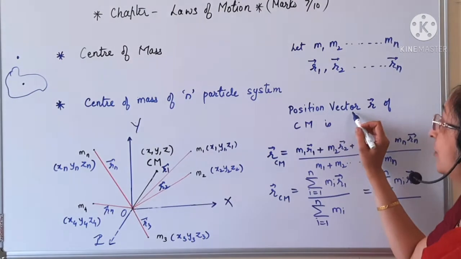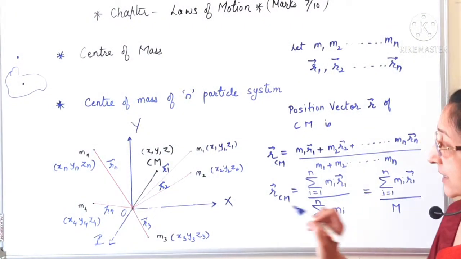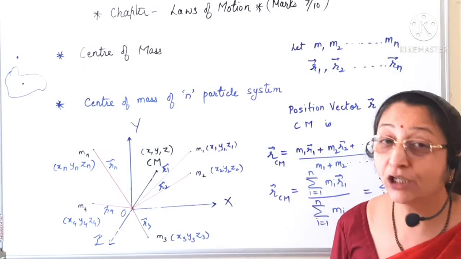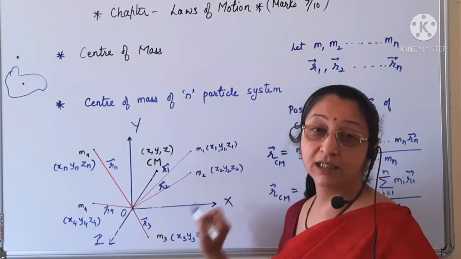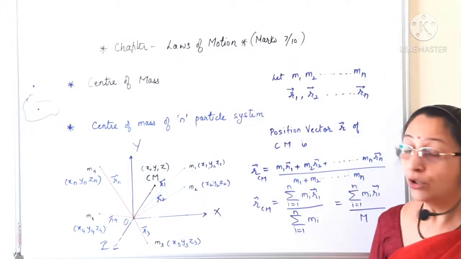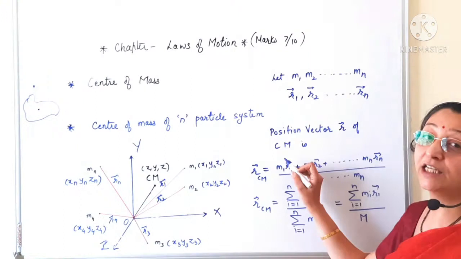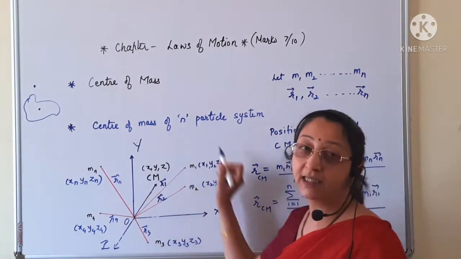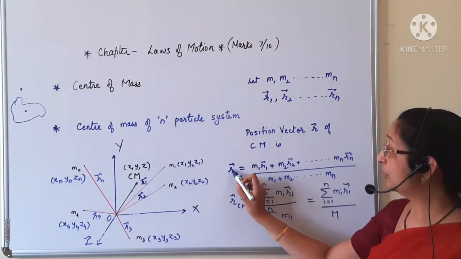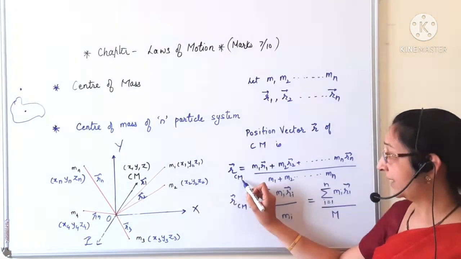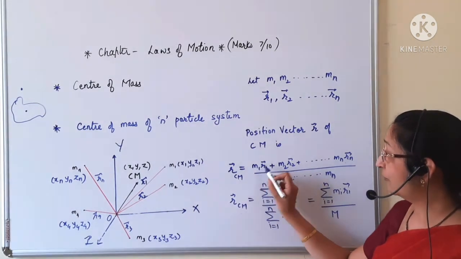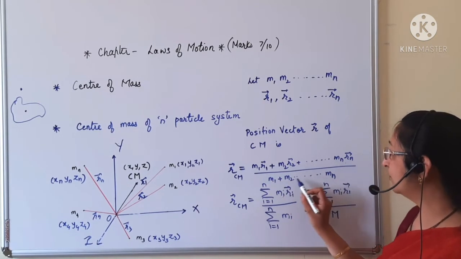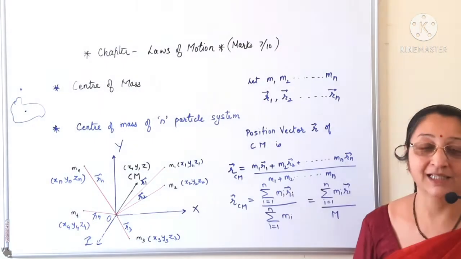Now, the position vector r of the center of mass. This is the n particle system, and I want to find its center of mass. So to find the position vector r of the center of mass of this n particle system, here it is: the position vector of the center of mass is m1 r1 plus m2 r2 plus up to mn rn, upon m1 plus m2 up to mn, which are the masses of each particle.